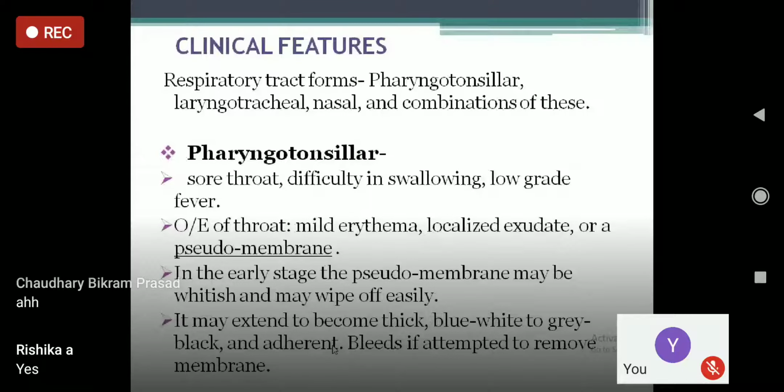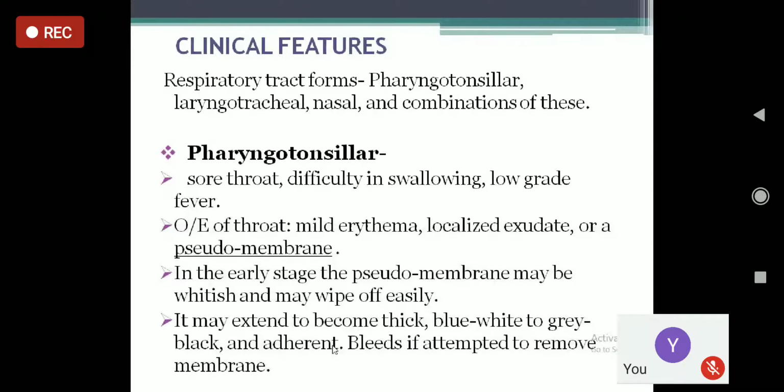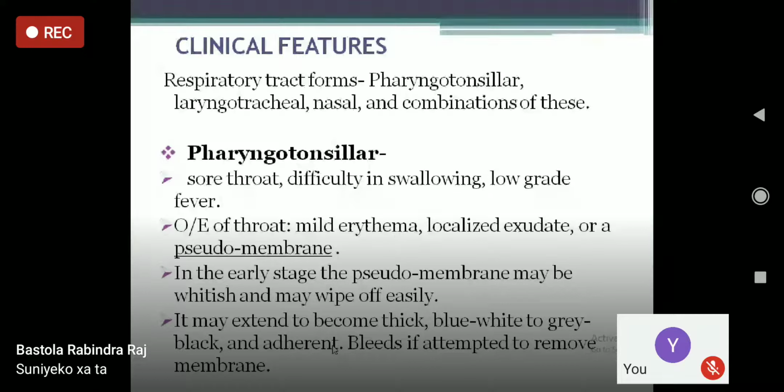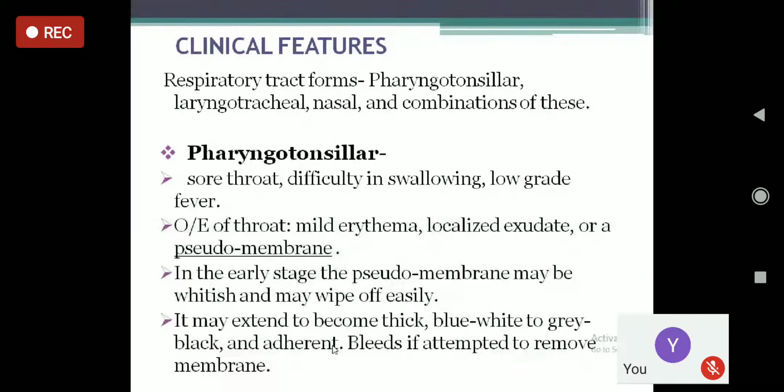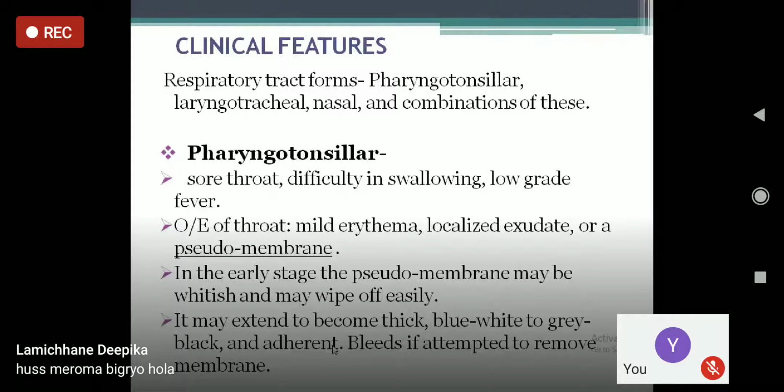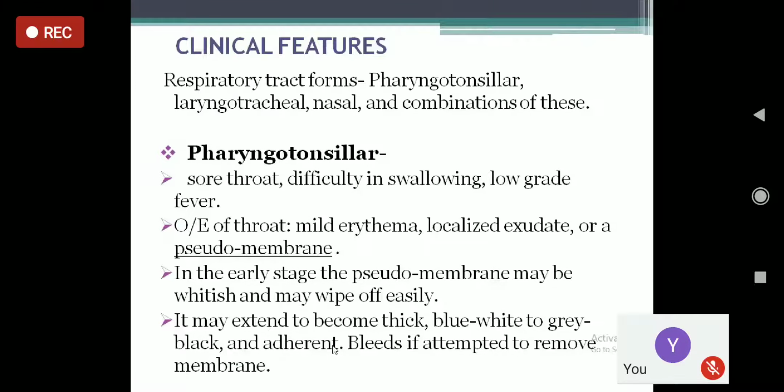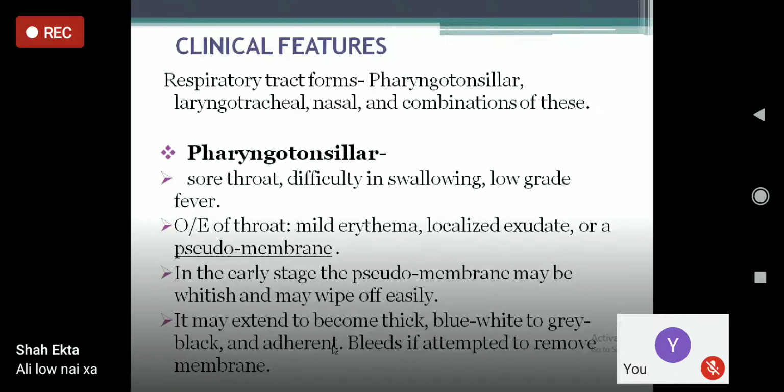Localized exudate or a pseudomembrane. So you will see mild erythema, congestion, localized exudate, a little pus may be there, or a pseudomembrane could be there. You can see the pseudomembrane also. In the early stage, the pseudomembrane may be whitish and may wipe off easily. So when the pseudomembrane has started forming, it will be white in color, and you can easily wipe it off with the help of a tongue depressor.